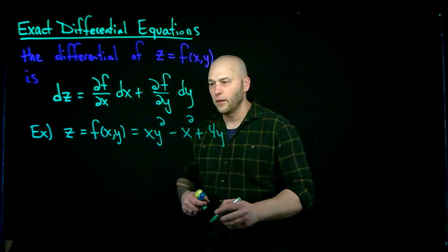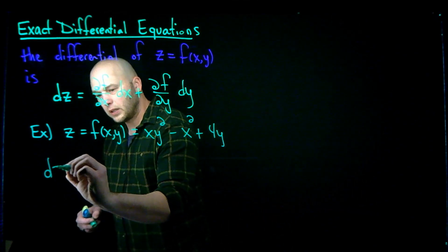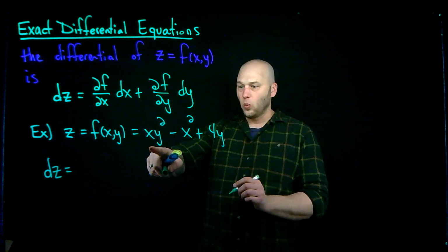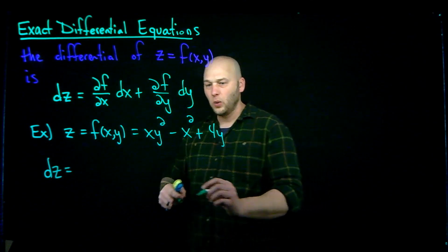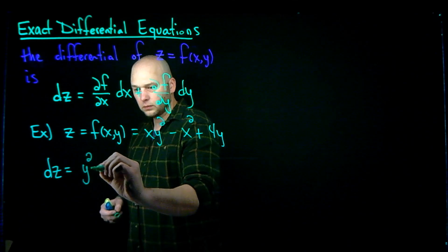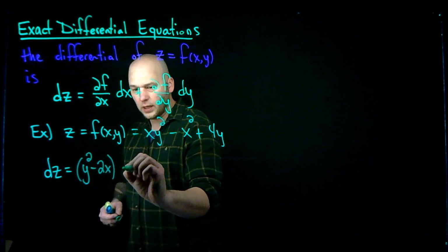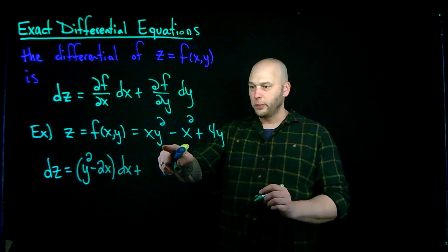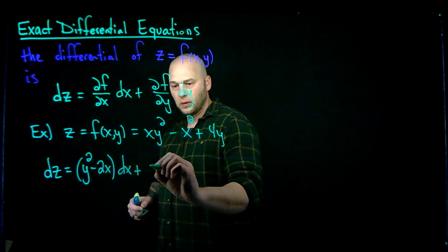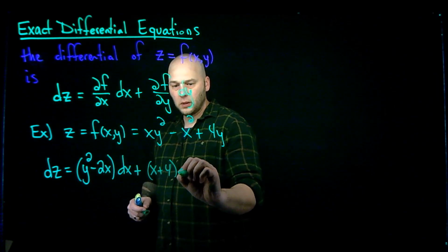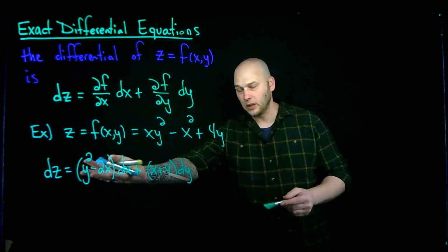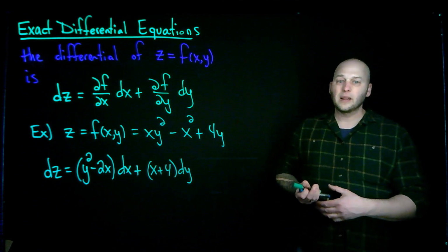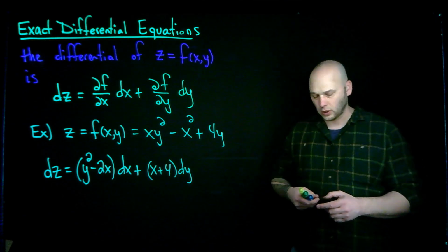Let's compute the differential of that. The differential would be dz equals the partial derivative with respect to x, which would be y squared minus 2x, dx, plus the partial derivative with respect to y, which would be x plus 4, dy. Again, this is the differential of that function of two variables. Now, let's keep that off to the side here, and let me define what an exact differential equation is.